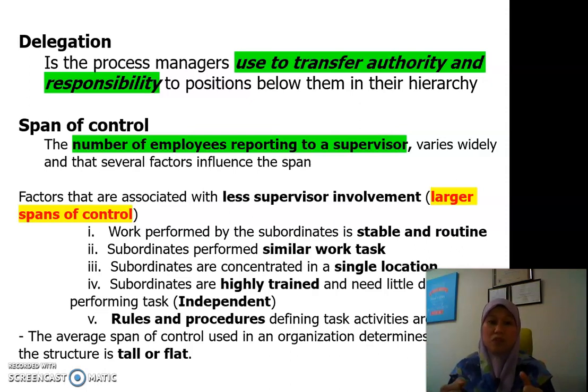Less supervision involvement means that you have a larger span of control. It can be done when the work performed under the supervisor is stable and routine. So the employees have been assigned to the work many times and they are familiar with the process. Subordinates under the supervisor have similar tasks, so everybody has almost similar tasks and it is easy to monitor.